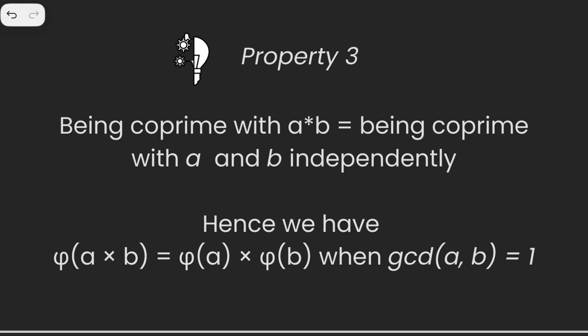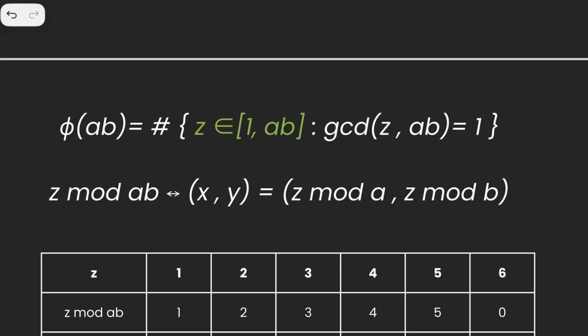Inclusion-exclusion we are going to look at while we write code for phi of n. Actually, while we derive the formula for phi of n, we are also going to look into inclusion-exclusion. Right now we will follow the second approach, that is the Chinese remainder theorem. So let's get started. Phi of a times b is the count, this hash stands for count, of z such that z belongs to the range 1 to ab, and GCD of z and ab is 1. So there are two different conditions here. z should belong to the range from 1 to ab, and the GCD of z comma ab should be 1.